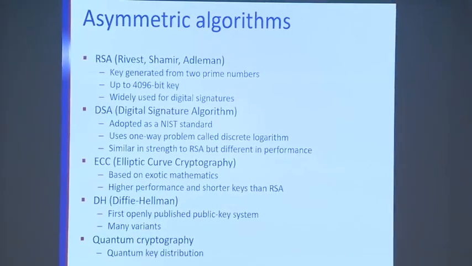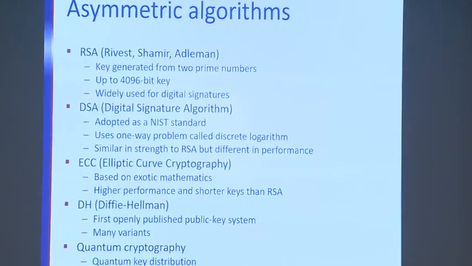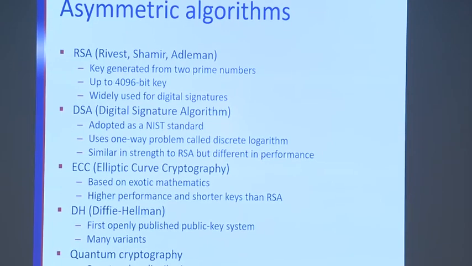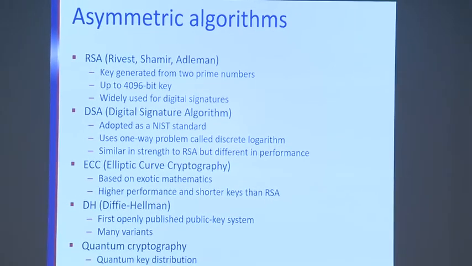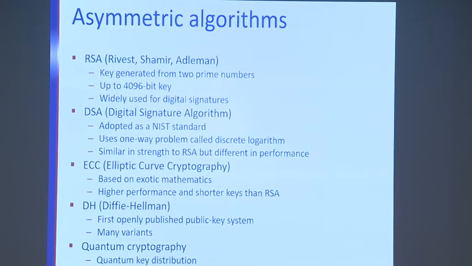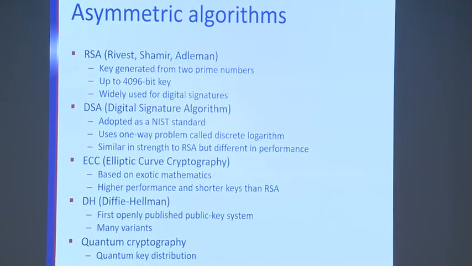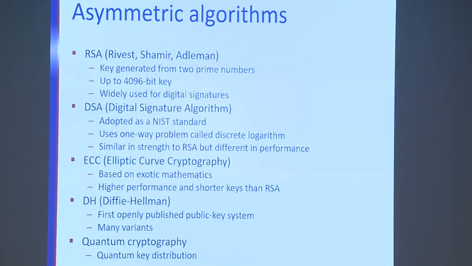We have four different types of asymmetric. The top four are the ones we look at. RSA: Rivest, Shamir, and Adleman. Ron Rivest and Adi Shamir, two professors from MIT that share an office. Leonard Adleman is right next door.